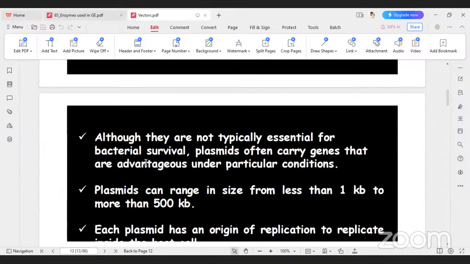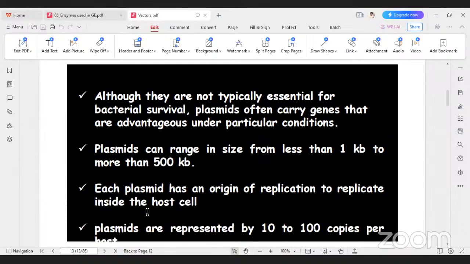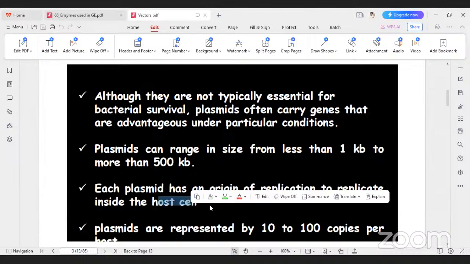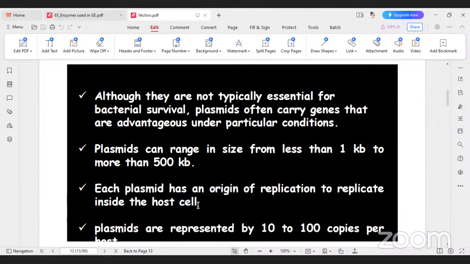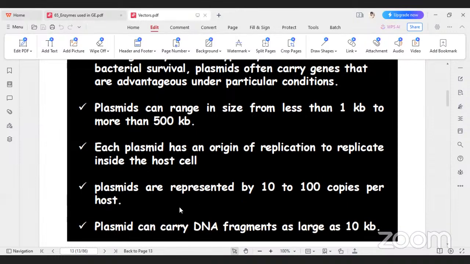Although they are not typically essential for bacterial survival, plasmids often carry genes that are advantageous under particular conditions also. That's why most bacteria are resistant to pathogens. Plasmids can range in size from less than 1 kb to more than 500 kb. Each plasmid has an origin of replication site inside the host cell because it needs to replicate. Plasmids are represented by 10 to 100 copies per host.